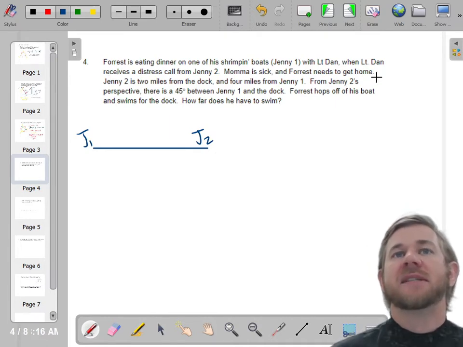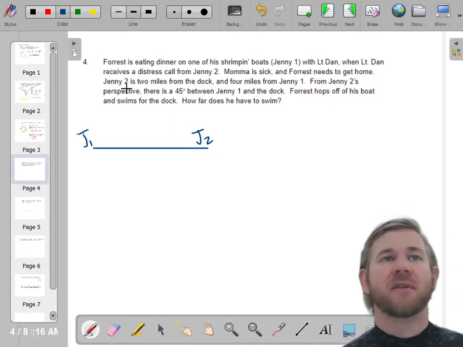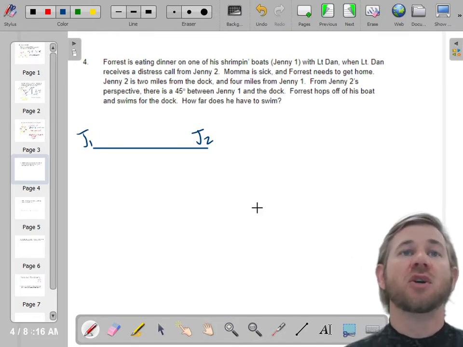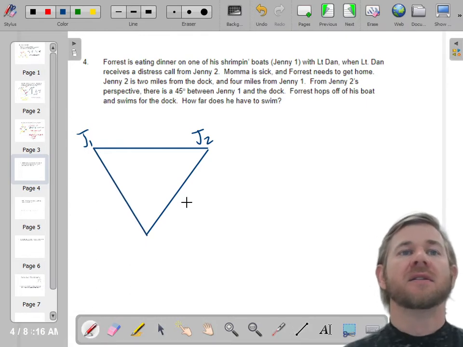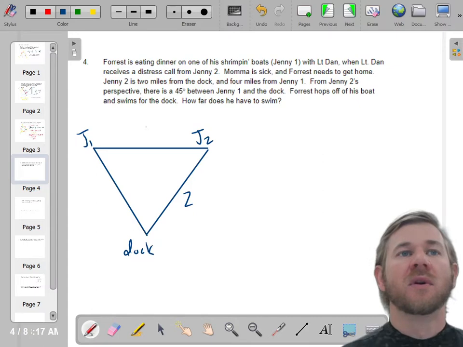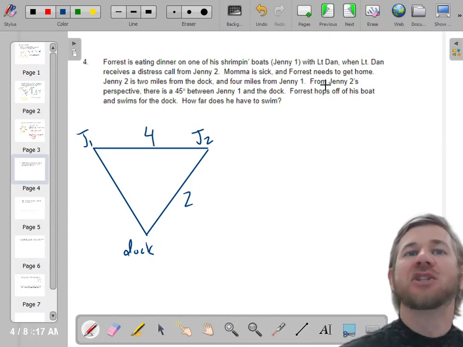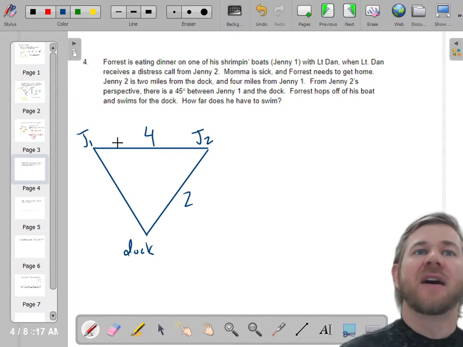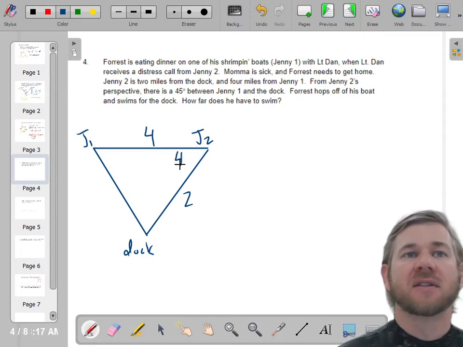Received a distress call. Mama's sick and Forrest needs to go home. You've seen the movie, he hops off the boat. Jenny 2 is 2 miles from the dock. So let's say this is the dock out here. This is 2 miles and 4 miles from Jenny 1. So Jenny 2 is 2 miles from the dock and 4 miles from Jenny 1. From Jenny 2's perspective, there is a 45-degree angle between Jenny 1 and the dock. So this is 45 degrees.